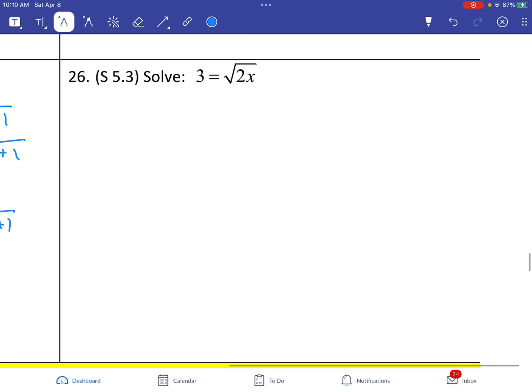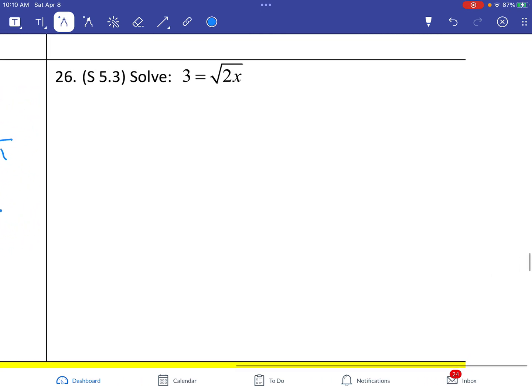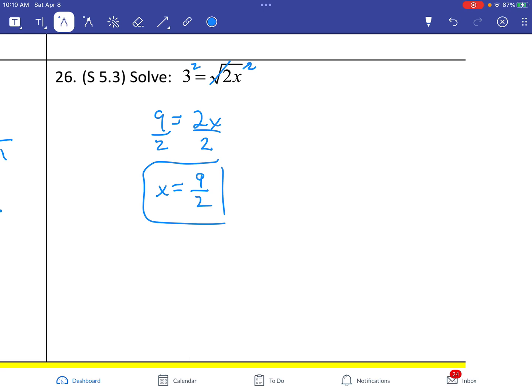Finally, this version, we have 26. Now the square root sign, the radical sign, is already by itself, so we can just go ahead and square both sides. So we have 9 is equal to 2x. Divide both sides by 2, and x equals 9 over 2. If we put it in there, 2 times 9 over 2 is 9. The square root of 9 is 3, and that does work. And that's it.